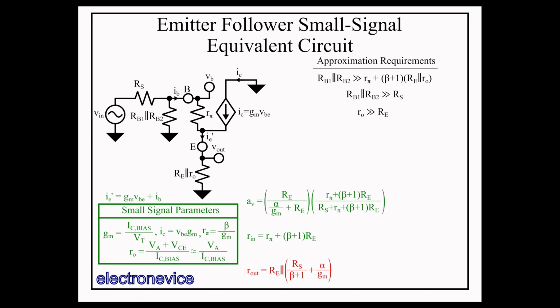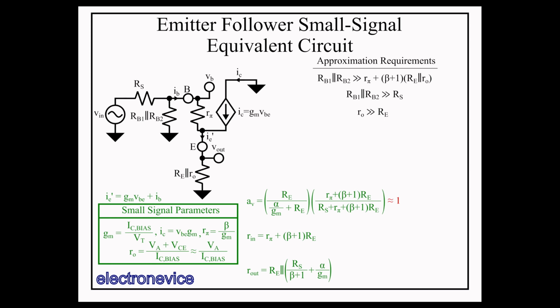The portion on the left is really a manifestation of the divider between R-pi and RE, except incorporating the effect of beta. Regarding the left divider, RE is usually much greater than the quantity alpha over GM. Regarding the right divider, oftentimes Rn and Rs are designed such that Rn is much larger than Rs. Under these two conditions, this equation approximates even further to approximately 1, which holds up pretty well for circuits that do not need precise gain.